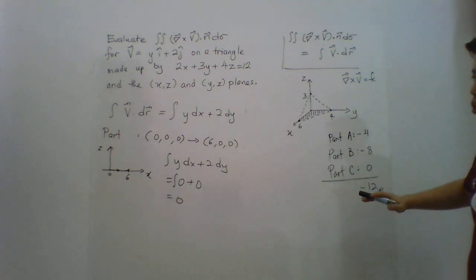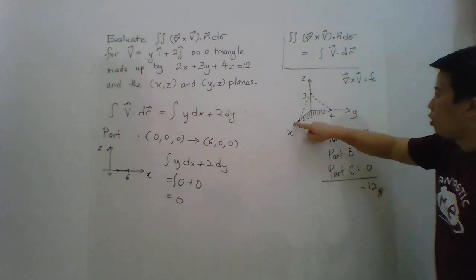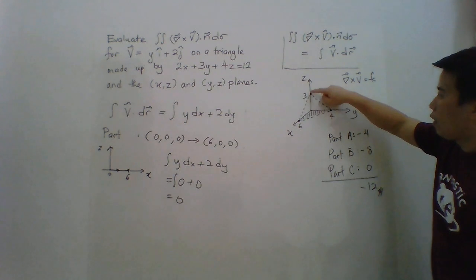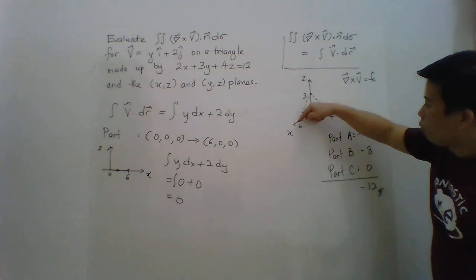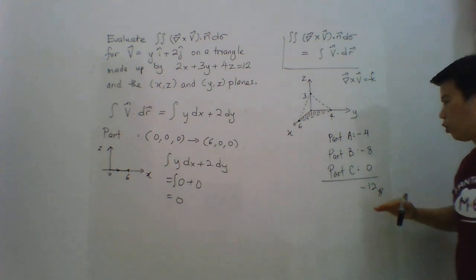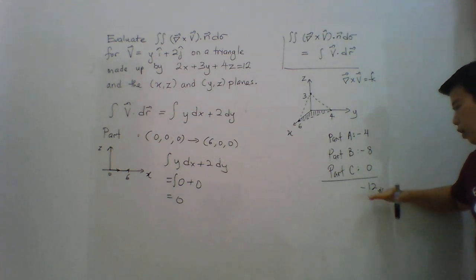So maybe you should try to evaluate the line integral for this path. So this point to this point, but then now you go upwards to this point, which is 0, 0, 3, and then go back, and you check whether you get the same answer as what we have obtained before.